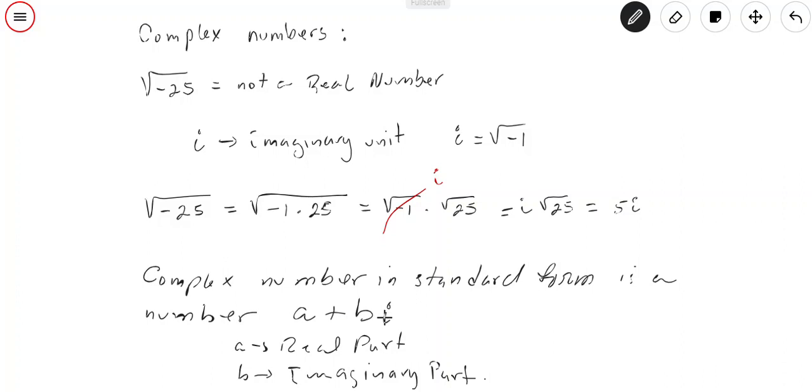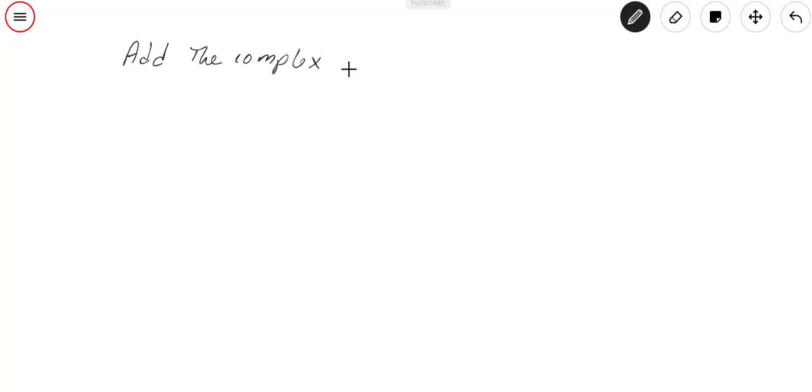Now, when we are working with complex numbers, we're going to be able to do exactly the same operations that we do with real numbers, right? So the first one I want to explain is how we add, the addition of complex numbers. So suppose we have the numbers 7 minus 3i plus negative 2 plus 5i, and I have to add these numbers.